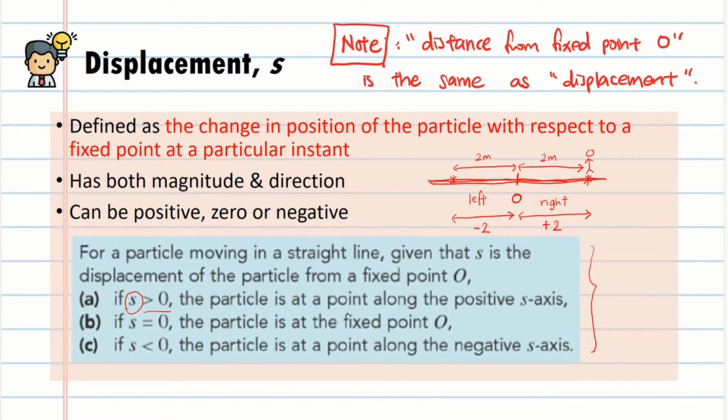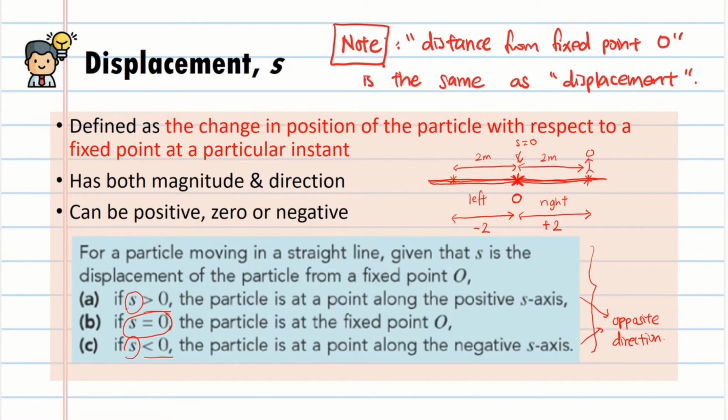Usually we take the right side as positive and the left side as negative, similar to how we see right and left in the x-axis in our coordinate geometry topic. Then for s less than 0, the particle is at a point along the negative s-axis. So we see that more than 0 and less than 0 are opposite in direction. And for s equals 0, it means that it is at the fixed point itself. So at this point O, which I marked out earlier, the displacement is equal to 0.